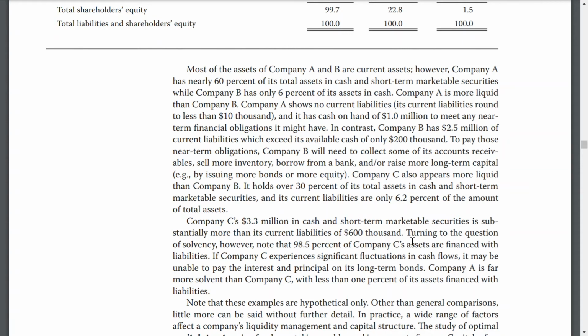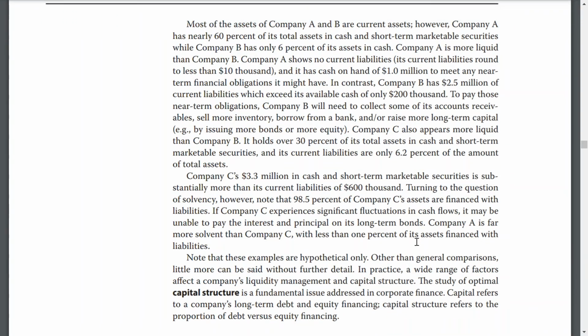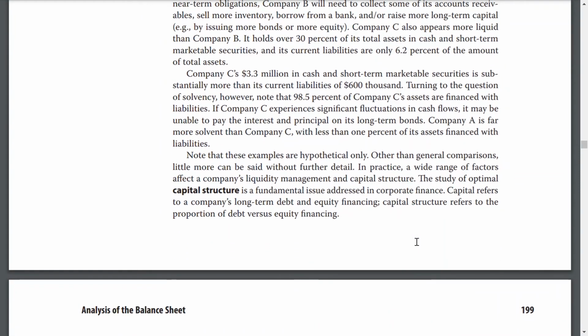Company C also appears more liquid than Company B. It holds over 30% of its total assets in cash and short-term marketable securities. The current liabilities are only 6.2% of total assets. Company C's 3.3 million in cash and short-term marketable securities is substantially more than its current liabilities of 600,000.